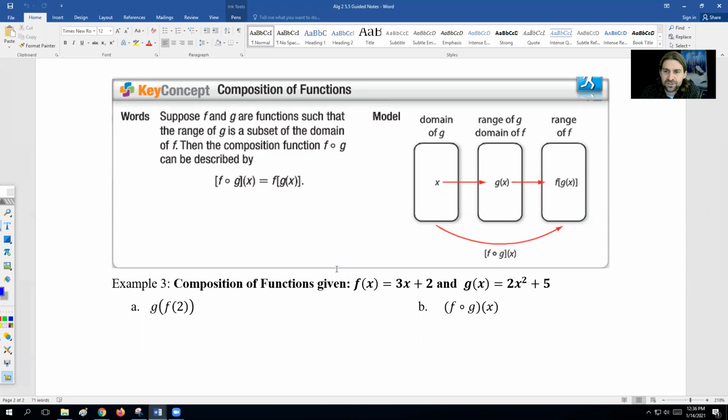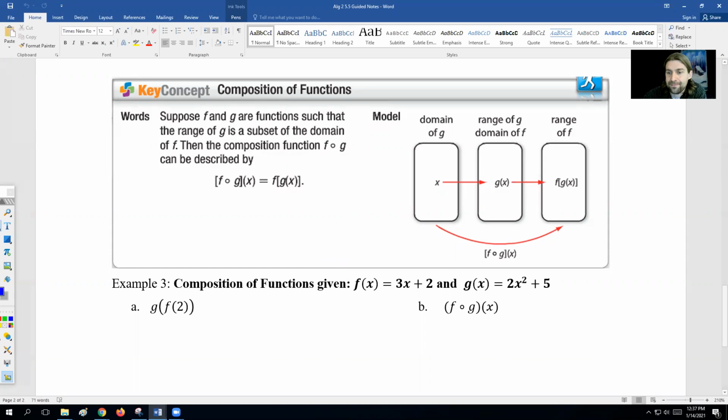The way composite functions work is, suppose we have two functions f and g, and the range of g is a subset of the domain of f. Then the composite function f of g can be described as either f circle g of x, or just f of g of x.